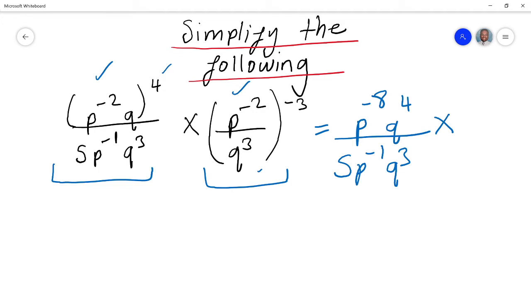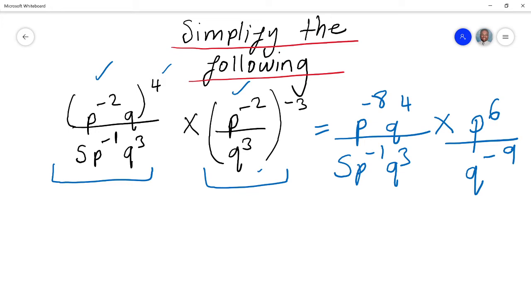Okay, now if you look at this, negative 2, the whole thing to the power negative 3, you're going to multiply negative 2 times negative 3, which is positive, because when you multiply two negative numbers, you get a positive number. That's going to be p to the power 6 over q to the power 3 to the power negative 3. That's going to be 3 times negative 3, so that's going to be q to the power negative 9. So you can see I've used the laws of indices to get to that point here.